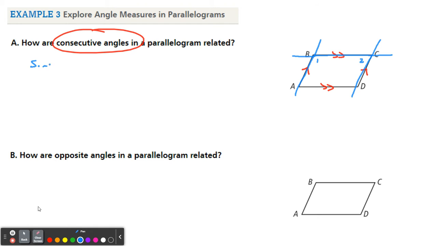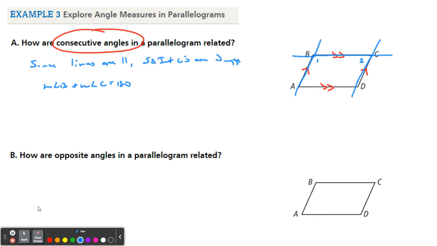Since the lines are parallel, same side interior angles are supplementary. So in this picture, we have 4 pairs of consecutive angles. Angle B and angle C are one. So the measure of angle B plus the measure of angle C is 180.